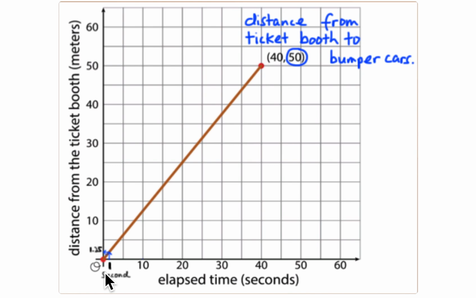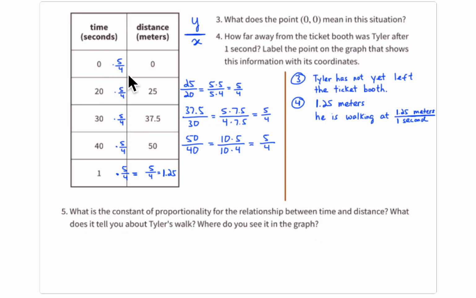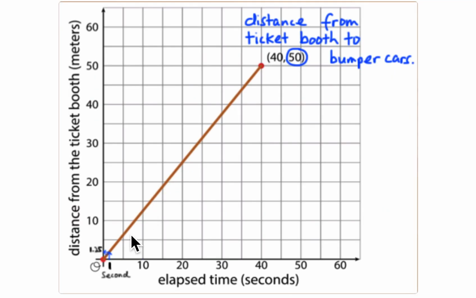So you can draw a line through 0, 0, that's on the graph. So if you plot each of those points from this table, 0, 0, 20, 25, 30, 37.5, 40, 50, and 1, 5/4, each of those points are going to be on this line because this graph defines that relationship. So for every time that's elapsed in walking from the ticket booth, you've gone this related distance.